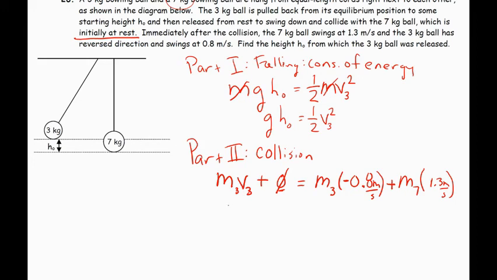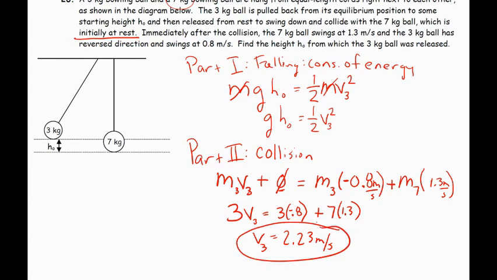Okay, so we end up having V3 is equal to 3 times 0.8, negative 0.8, don't forget that, plus 7 times 1.3. And when we do that calculation, we end up finding that our velocity there is equal to 2.23 meters per second. And that's our velocity 3.